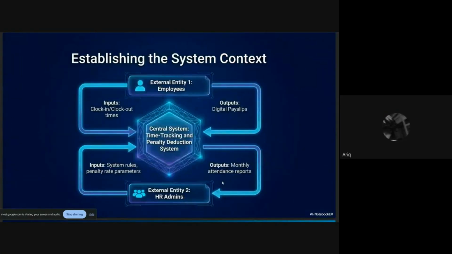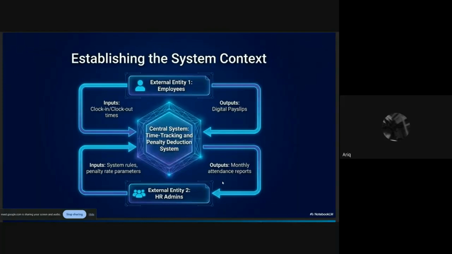Okay, thank you, Amir. Let's look at the contact diagram we established for the system. We have two main external entities interacting with the central time tracking and penalty deduction system. Firstly, we have employees who provide clock in and clock out times as input to the system and in return receive digital payslip as outputs.